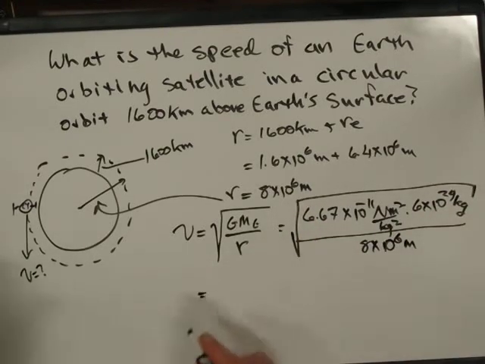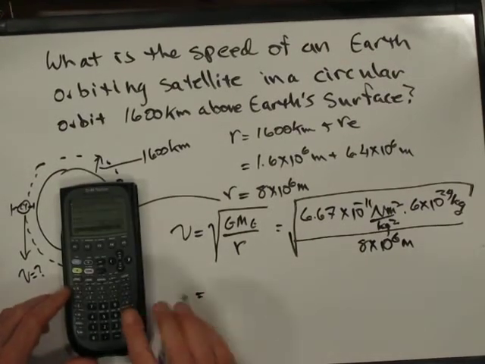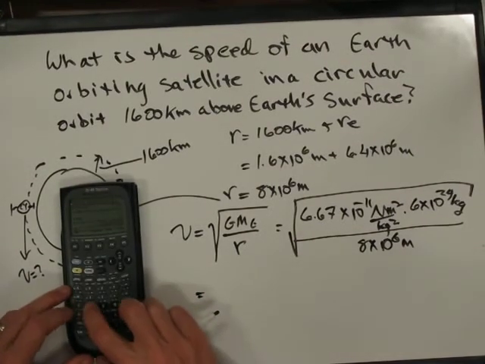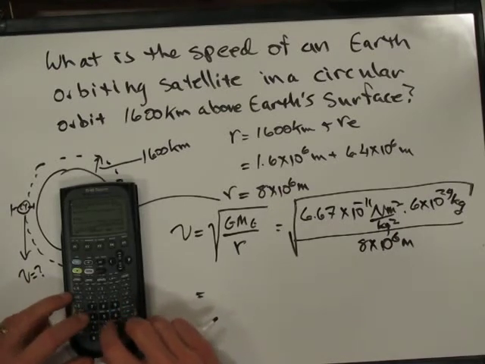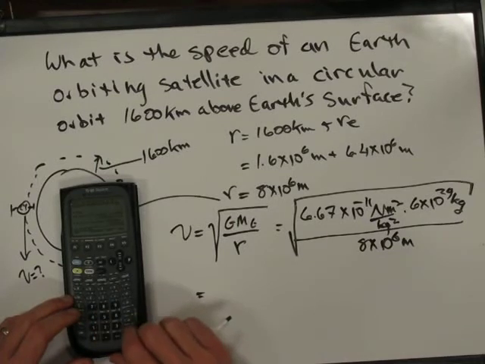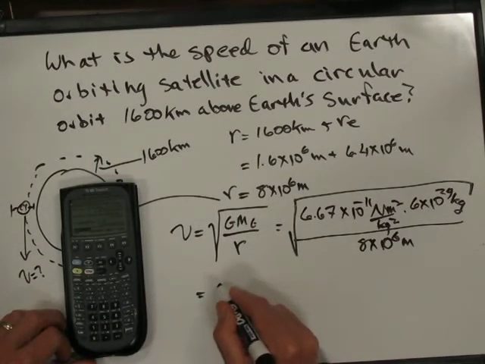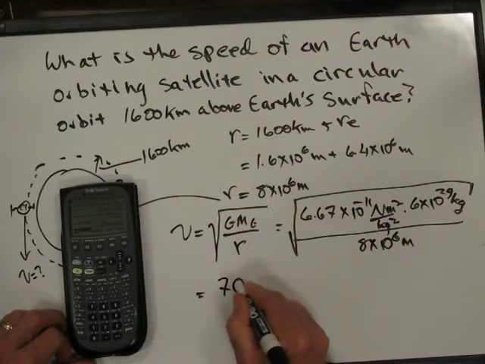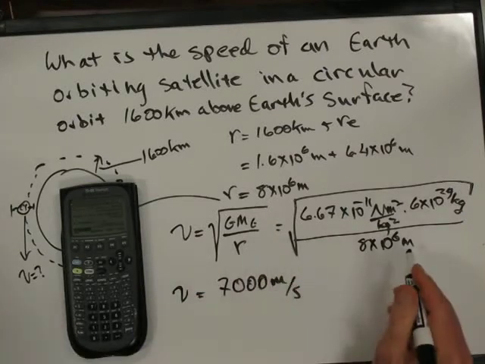square root, right? And so I can just punch that into my calculator, if you'll forgive me, and get 6.67e-11 times 6e24 divided by 8e6 equals, and then raise that to the 0.5, and I get about 7,000 meters per second.